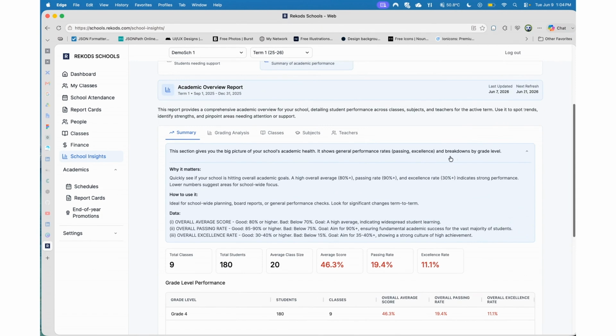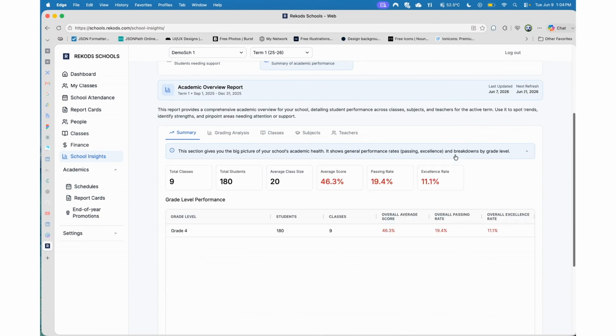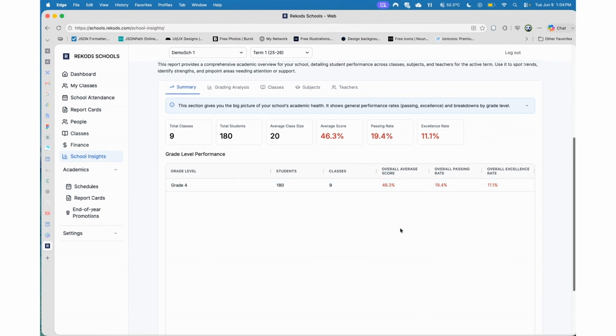Below the headline numbers, you get the same breakdown by grade level. This is useful because a strong school-wide average can hide a lot. You might have your junior years performing really well while your senior years are struggling, or the other way around. This gives you a quick scan of where the distribution actually sits before you go deeper into anything specific.